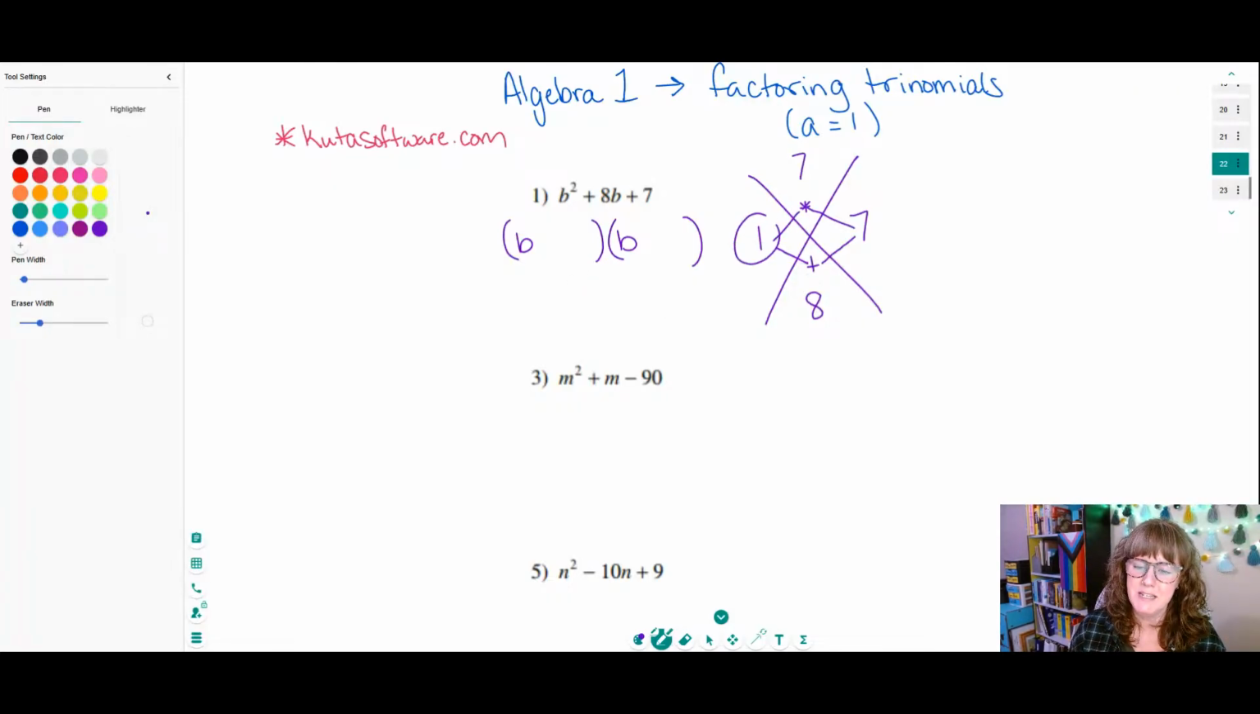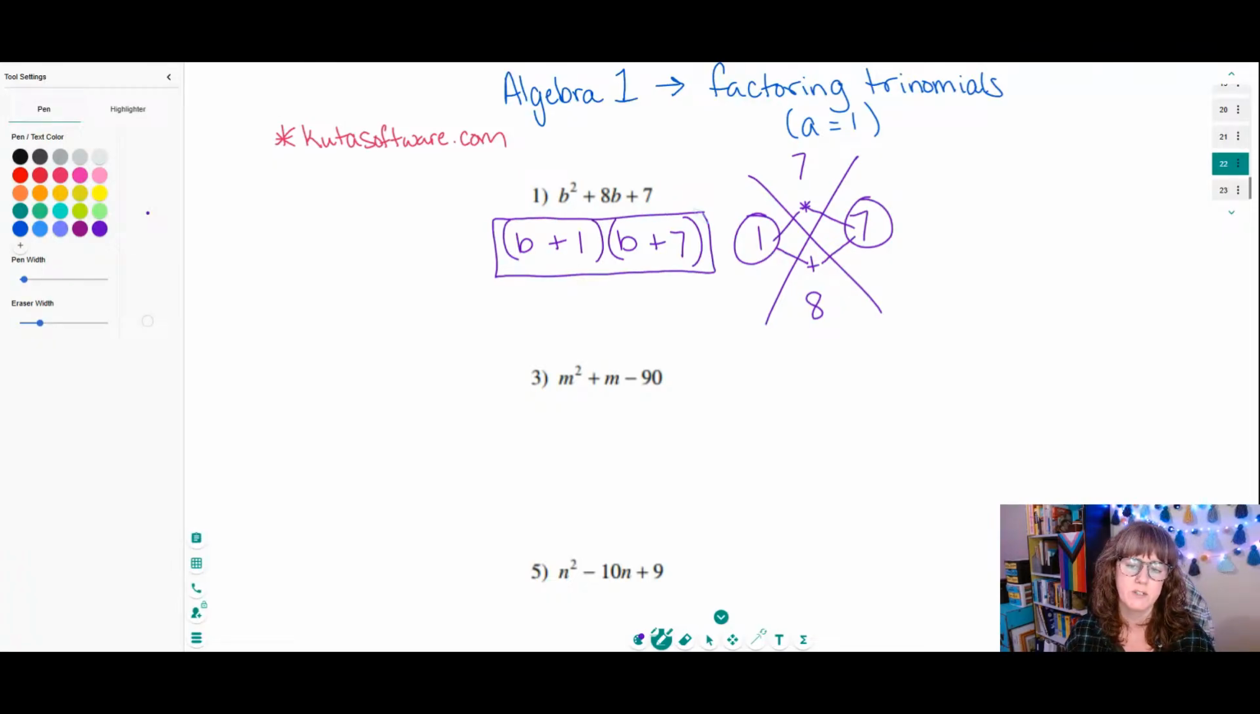So anyways, these 2 numbers are going to be our other terms inside these sets of parentheses. And because everything is positive, this 7 is positive, this 8 is positive, we're going to have pluses in there. And I always like to save the signs for the last step, just so that we're not worrying too much about the signs until we get to the point where we actually need them. But that is it. That is how we factor those trinomials.